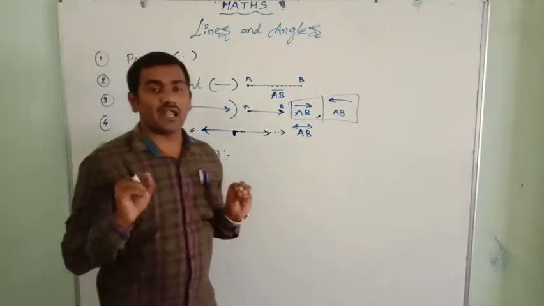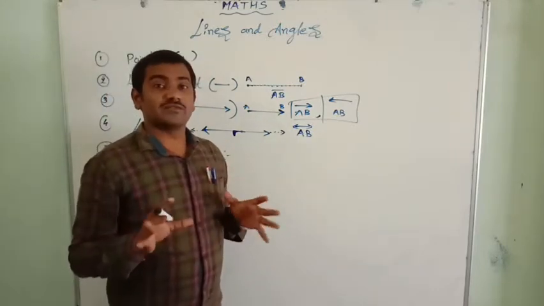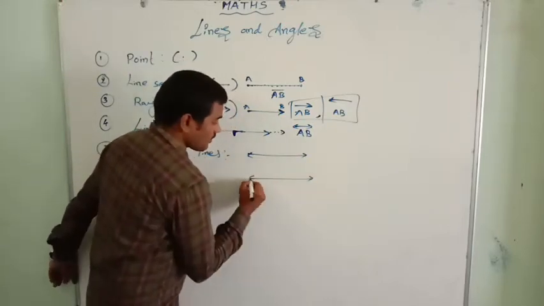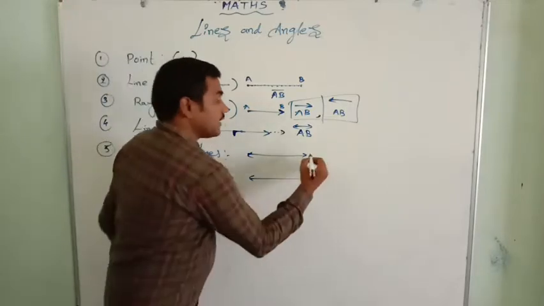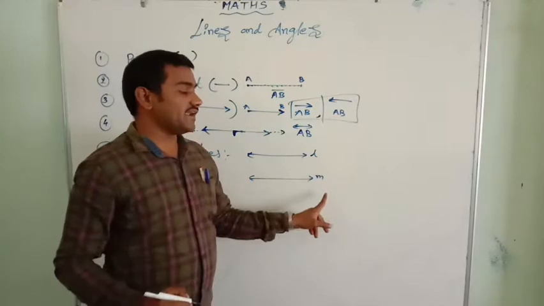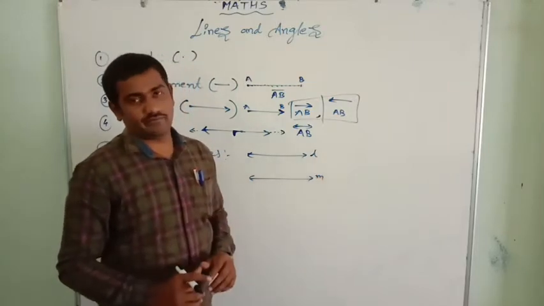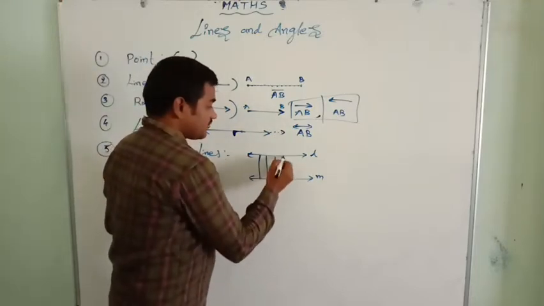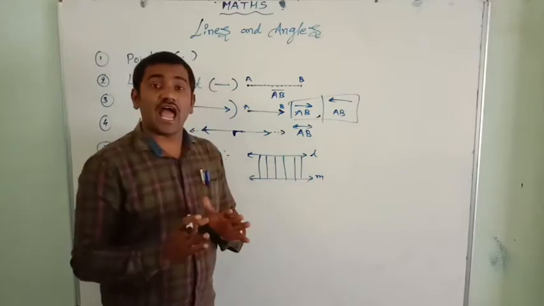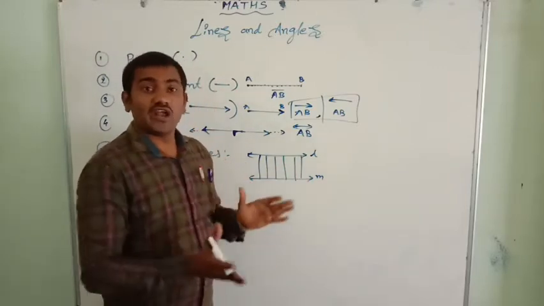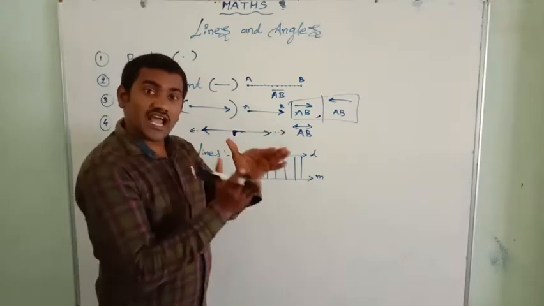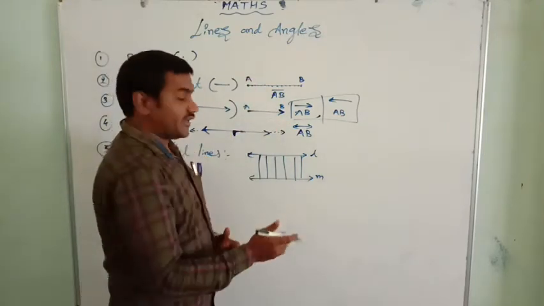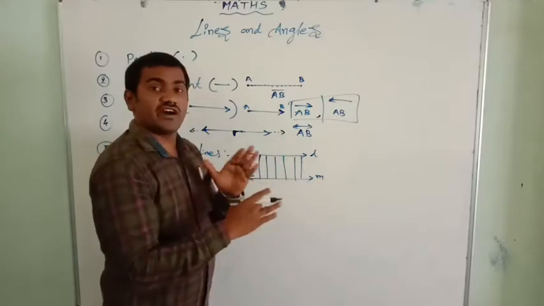Parallel lines. What is the meaning of parallel lines? Everybody normally knows what a parallel line is. If these two lines, line L and line M, are at a fixed distance and they don't have any common point, they do not intersect each other, and those lines keep a fixed distance till infinity. If we extend these two lines, they will never intersect each other.